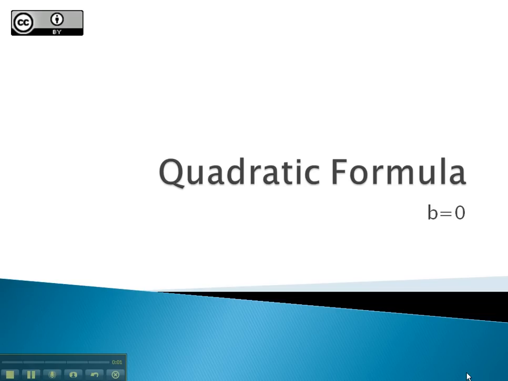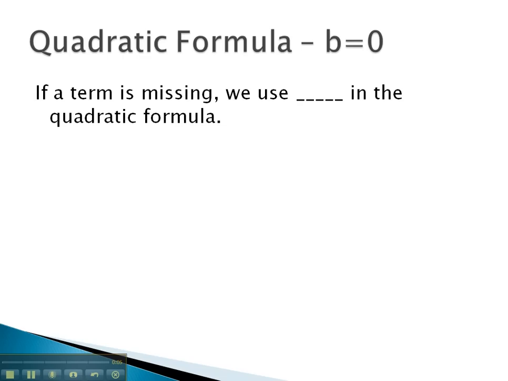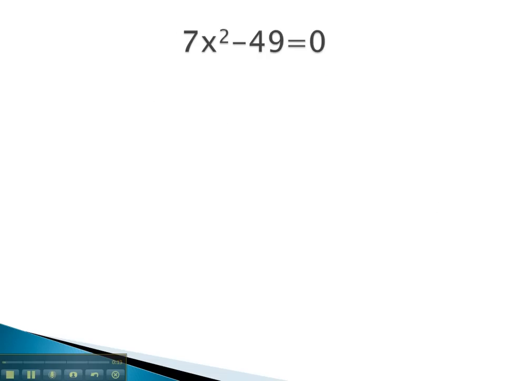In this video, we will look at using the quadratic formula when one or more of the terms is missing. If a term is missing, we will simply use 0 as we plug in values for the quadratic formula. For example, in this problem, you may notice that there is no x term. This means we can think about there being 0x in the middle. So 7 would be our a, and for b, we'll use that 0, while negative 49 is our c.